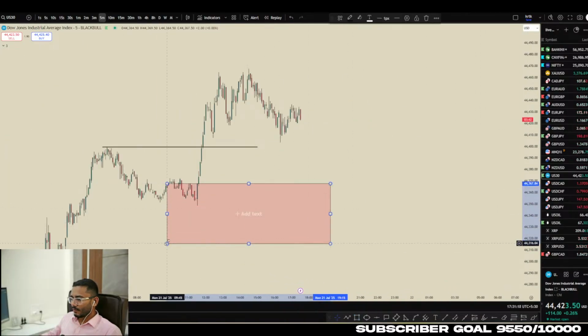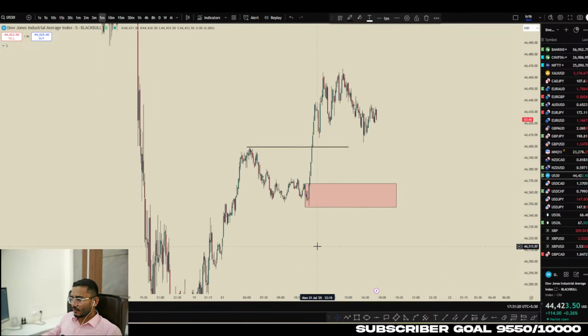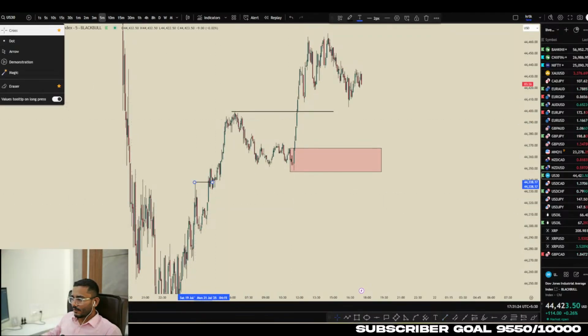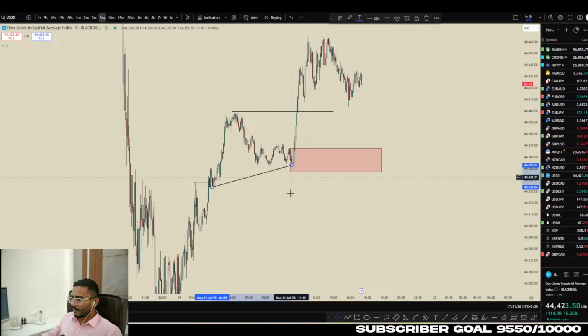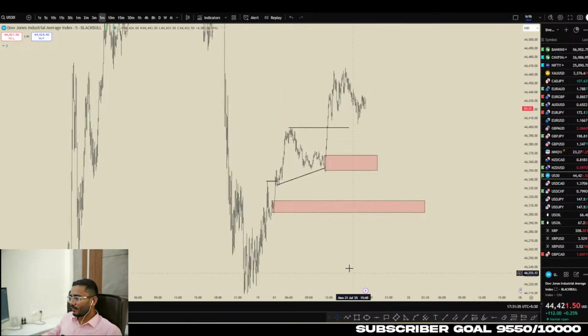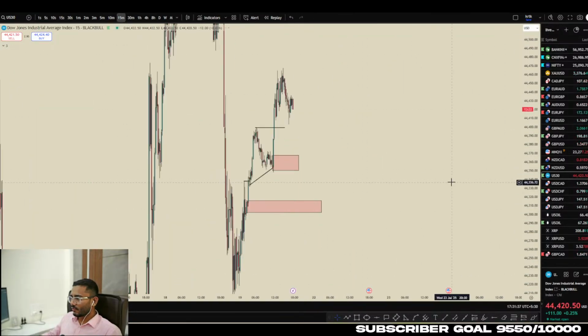Okay. Price broke the structure to the upside. Price has created this trend line liquidity. And we have this order block and this order block which is not mitigated. So we have to wait for price to give us a confirmation. Then only we can use this order block for our entry.